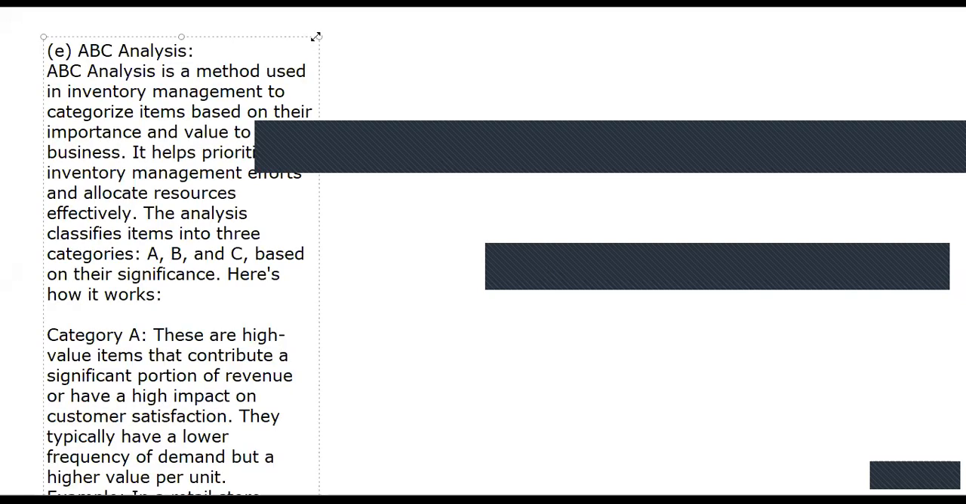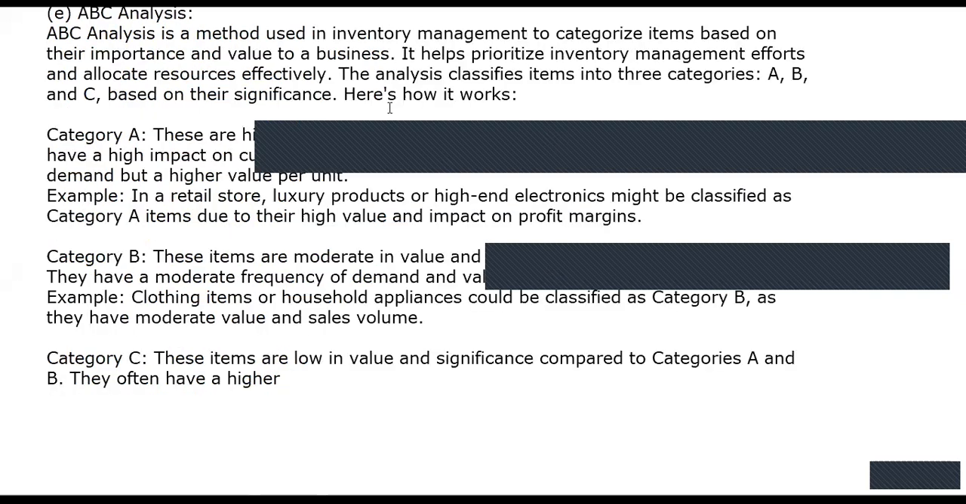So we go to the other part, which is called ABC analysis. What is meant by ABC analysis in this course? ABC analysis is simply a method that we use in inventory management to categorize items based on their importance and their value to the business. It helps us prioritize inventory management efforts and also allocate resources effectively. The analysis classifies items into three categories, A, B, and C, based on their significance.